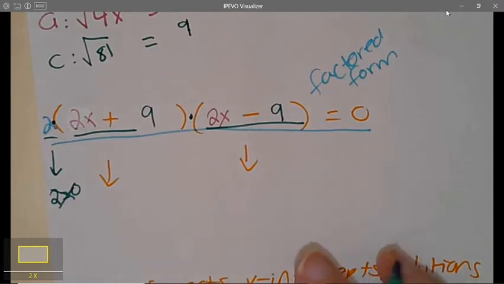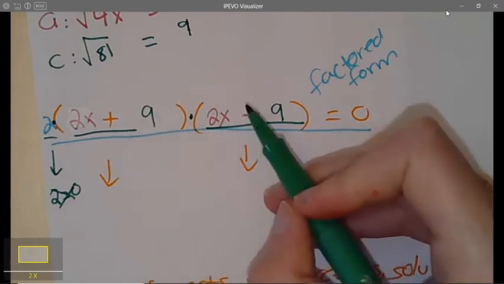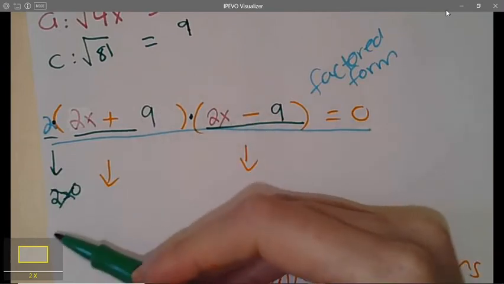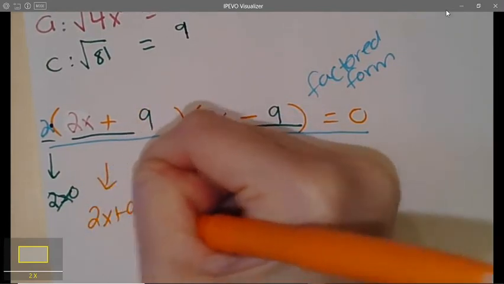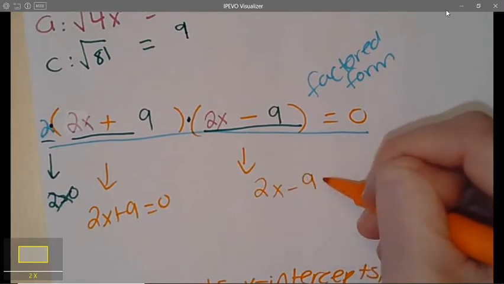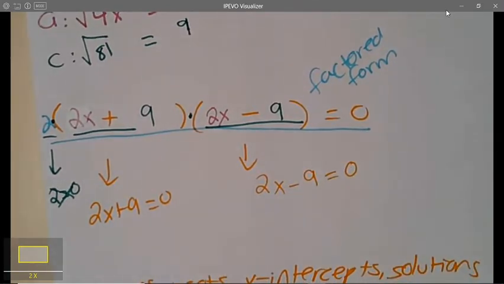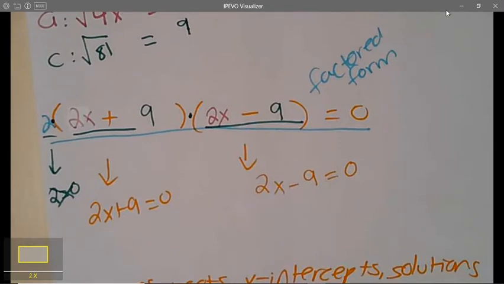The only factors that you guys are going to set equal to 0 are the ones that contain x's in them. Otherwise, you're going to get something that doesn't make sense. So I'm going to set 2x plus 9 equal to 0. And then I'm also going to set 2x minus 9 equal to 0. After I set each of my parentheses equal to 0, I'm just going to solve for x. And we will be done.